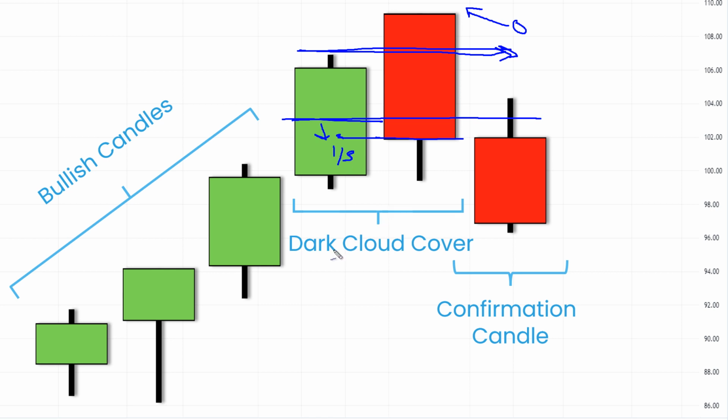Now, confirmation to the downside, and remember these confirmed to the downside 60% of the time, is simply a close below the low of the second part of the dark cloud cover pattern. Now, Bulkowski said that 63% of the time these actually met their price target. And you can see how his price targets are measured.